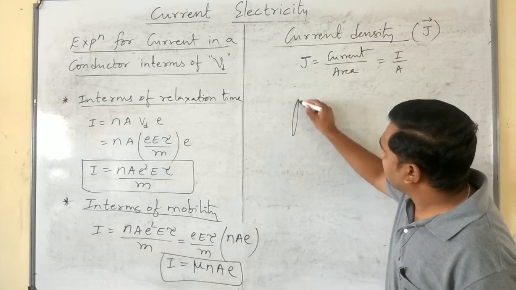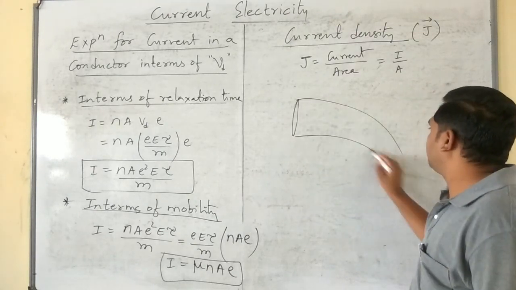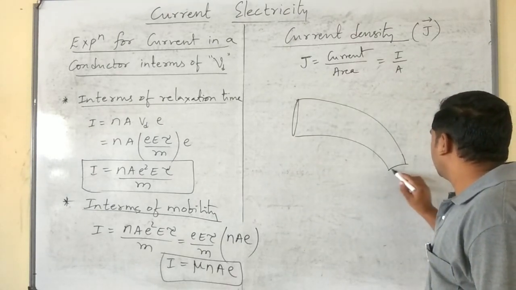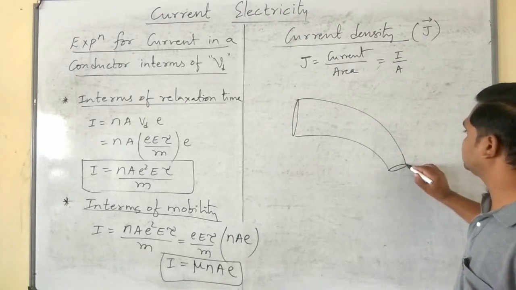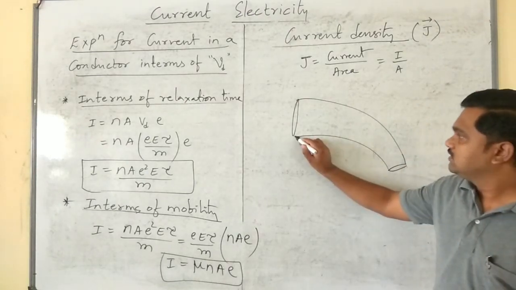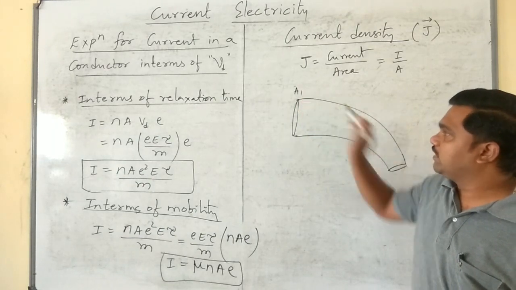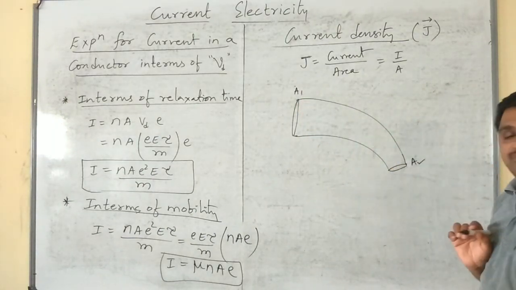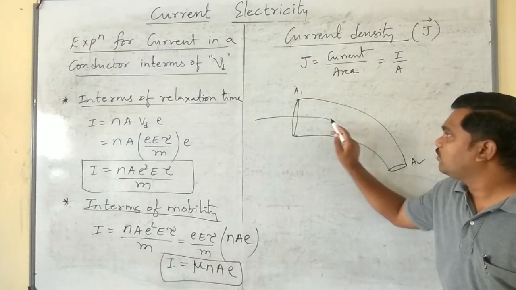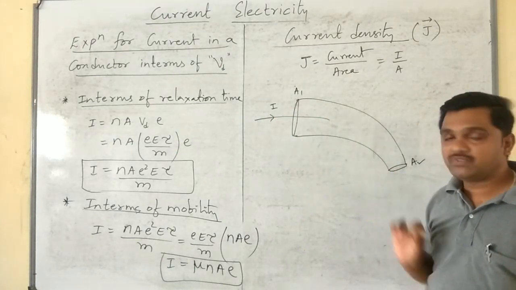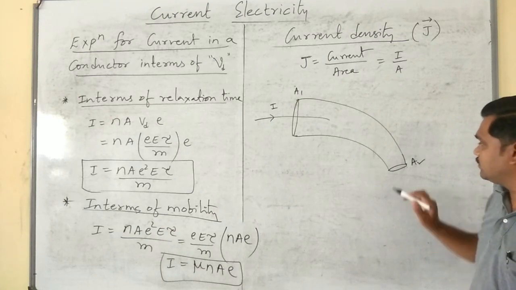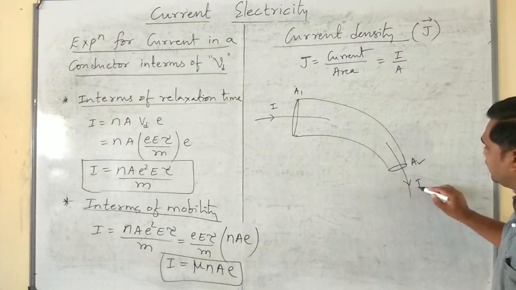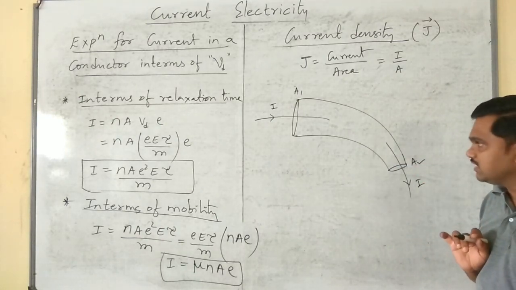Now, if I take a conductor having an irregular shape, an uneven area of cross section, here the area is A1, for example, and here the area is A2. If a certain amount of current enters, then according to the law of conservation of charge, the same current has to exit, isn't it?